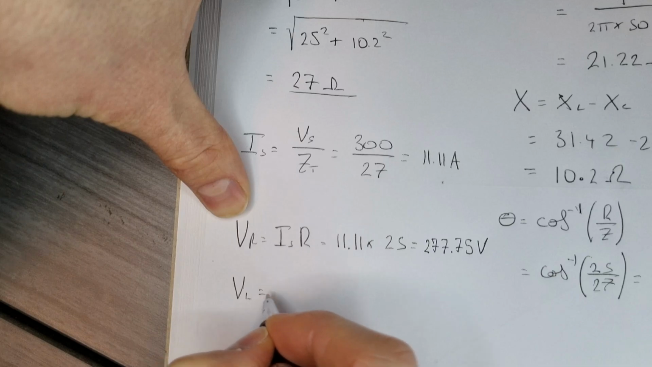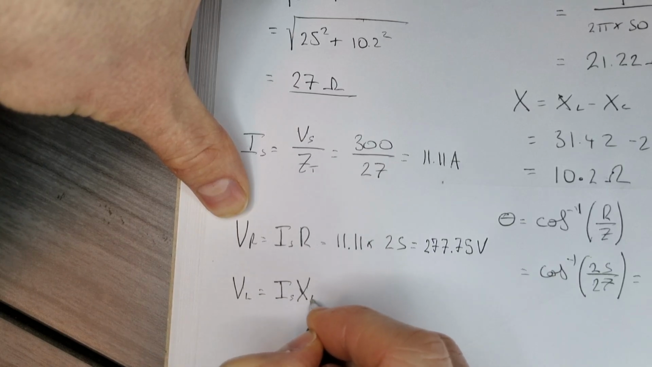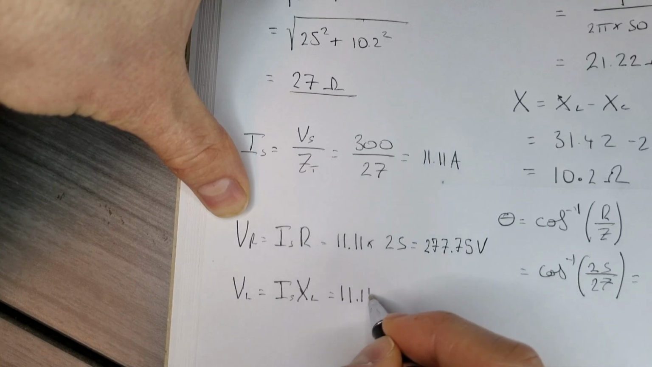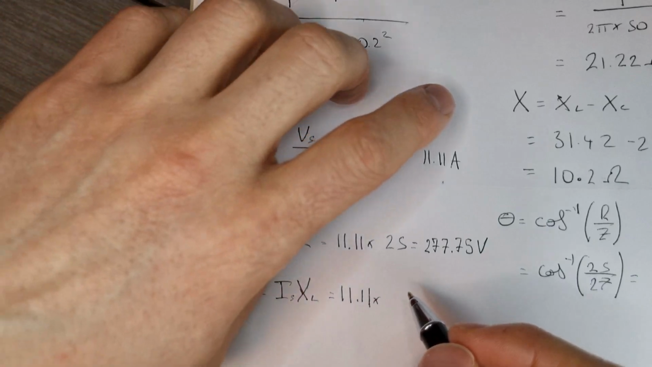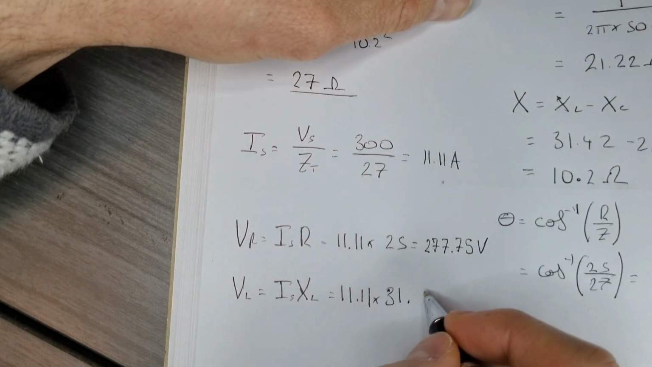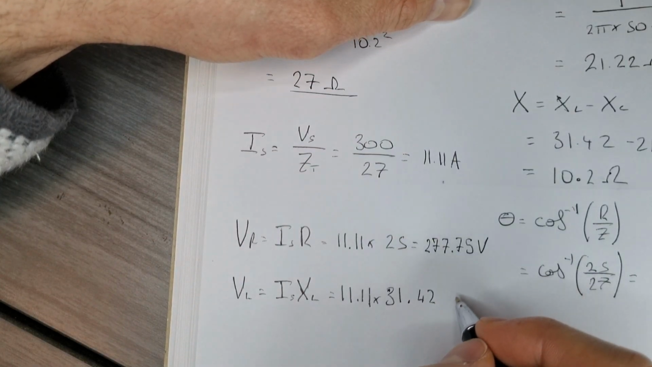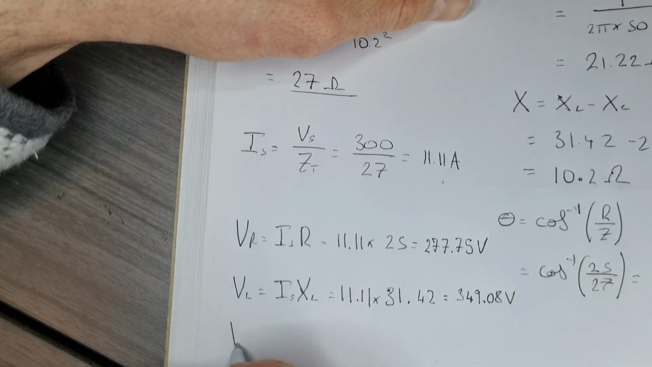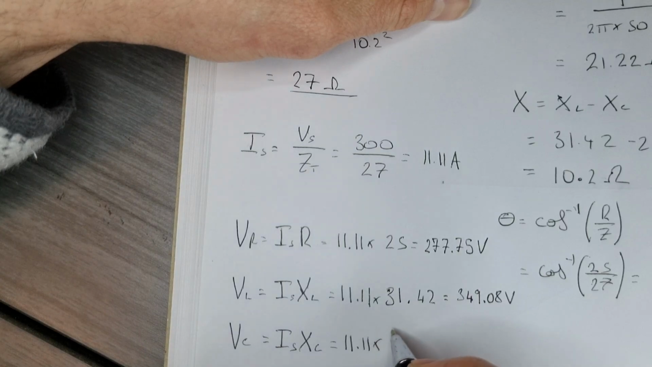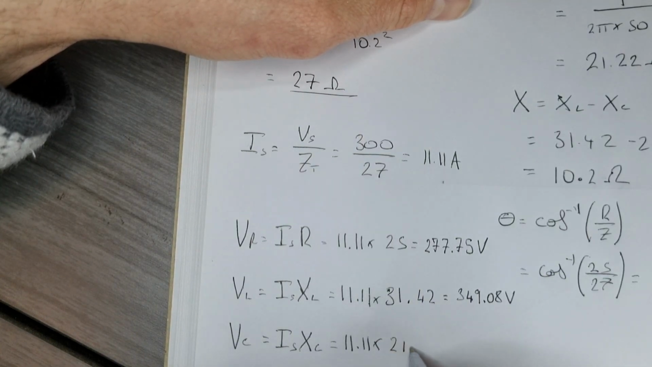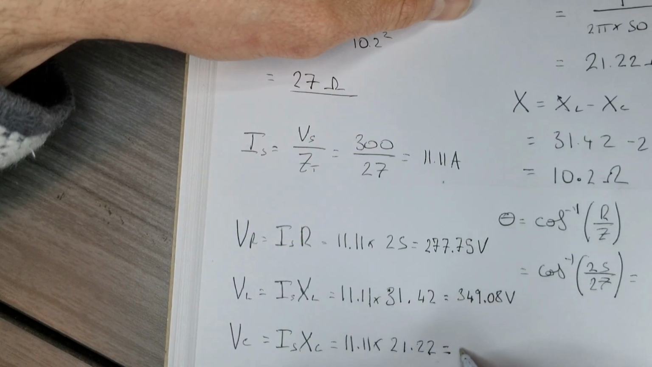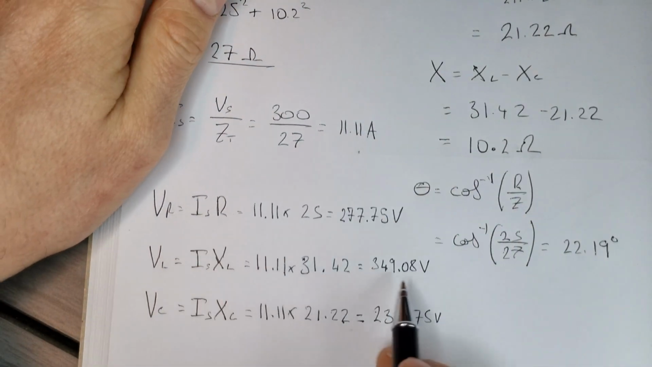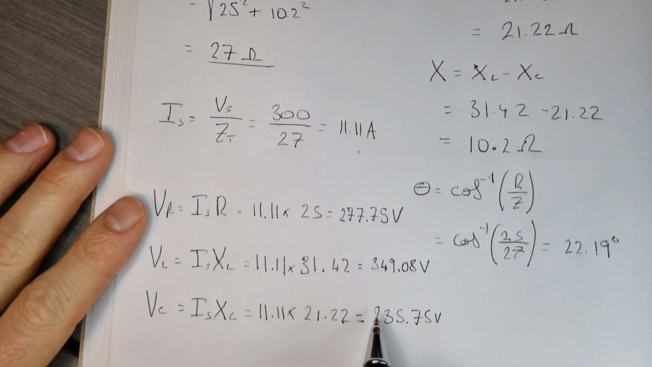Voltage drop over the inductor is going to be IS times XL, and that's going to be 11.11 multiplied by our inductive reactance of 31.42, and that gives us a voltage over the inductor of 349.08 volts. Voltage over the capacitor is going to be the supply current times XC, which is 11.11 multiplied by our capacitive reactance of 21.22, which gives us a voltage over the capacitor of 235.75 volts. With all that information, we can now go ahead and start to sketch the phasor diagram.